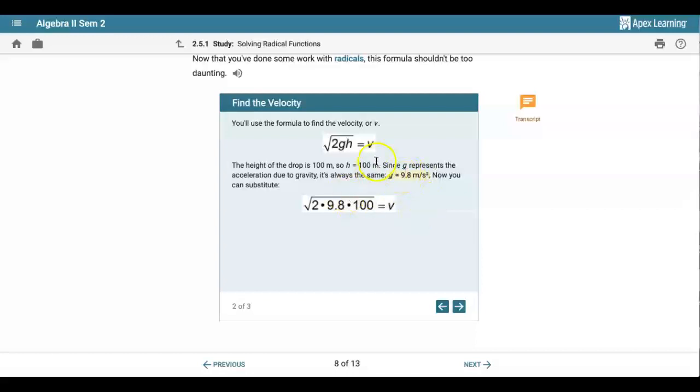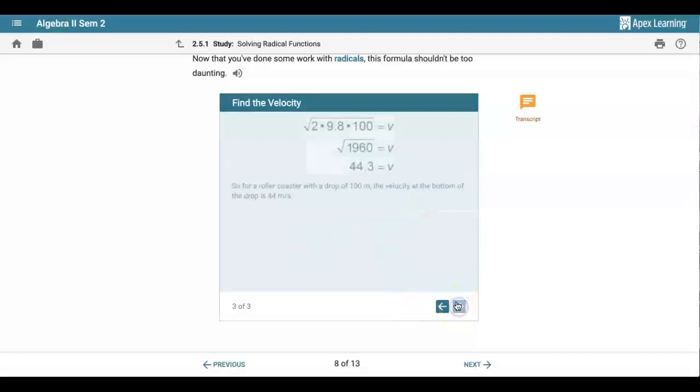We plug in 100 for our h, plug in 9.8 for our g, and then we just solve straight ahead using substitution. So our v value there, we would take the square root. It would give us 44.3. That would be how we could solve for velocity with a straight ahead problem like that.